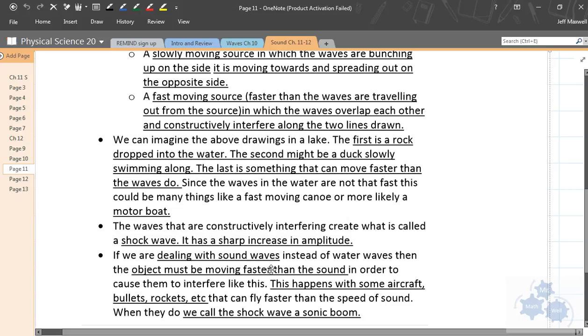If we're dealing with sound waves instead of water waves, the object must be moving faster than the speed of sound in order to cause them to interfere. This is what happens with some aircraft, bullets, rockets, etc. Okay?